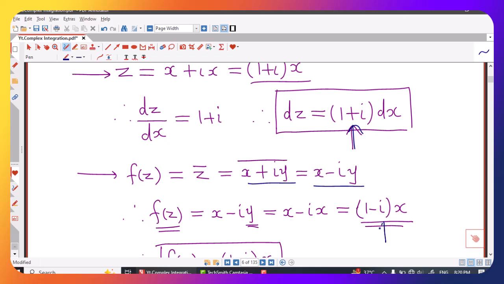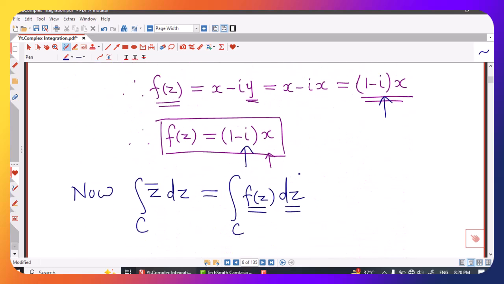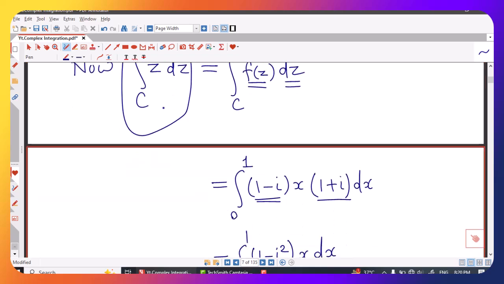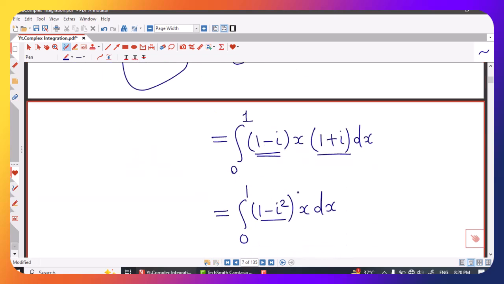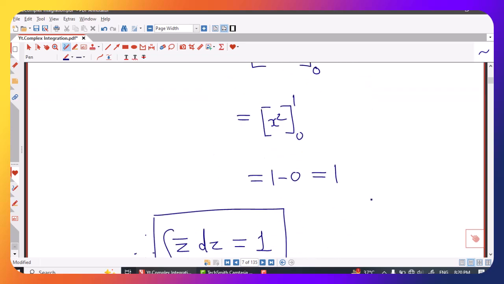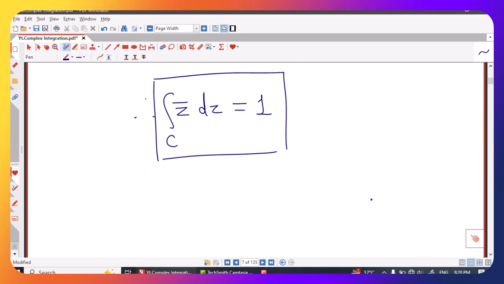a single variable, that is 1 minus i times x, and using this expression of the given curve z equal to x plus ix, we find dz in terms of dx only, and then we substitute all these quantities in the given contour integral, and the given contour integral becomes a real integral, and that we can easily evaluate. So this is how we can evaluate complex line integrals or contour integrals.